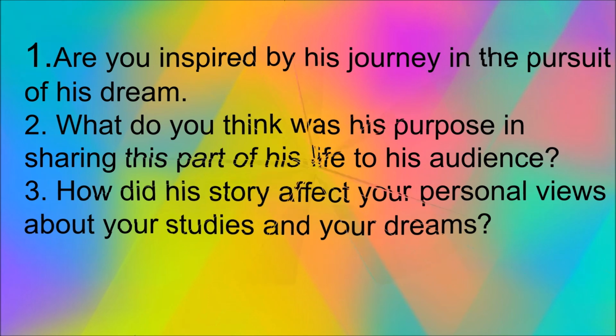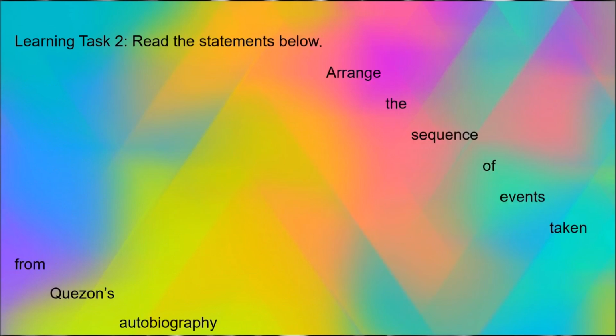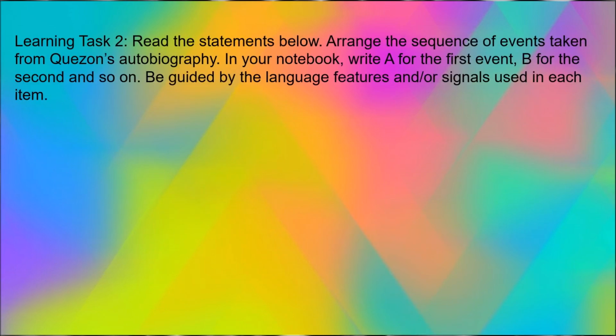Okay? Now, kids, for learning task number 2, read the statement below, arrange the sequence of events taken from Quezon's autobiography. And in your notebook, write A for the first event and B for the second, and so on. So A, B, C, D, or E. So be guided by the language features and or signals used in each item.